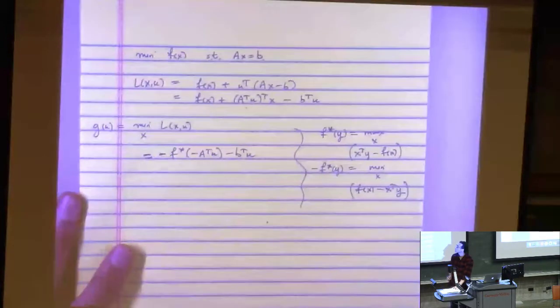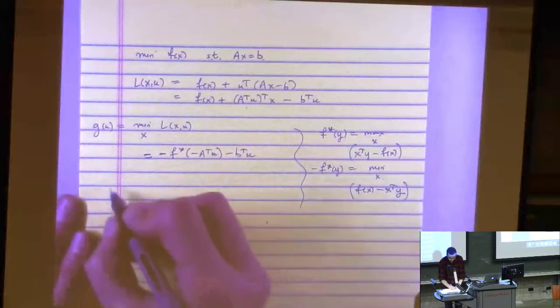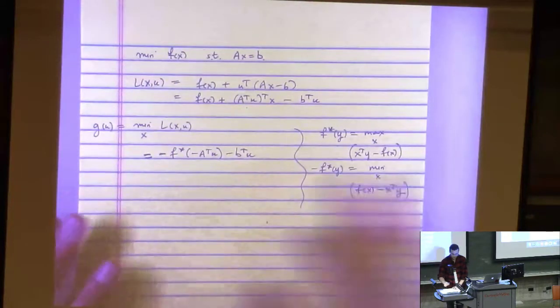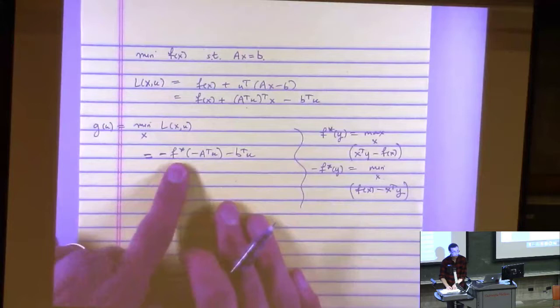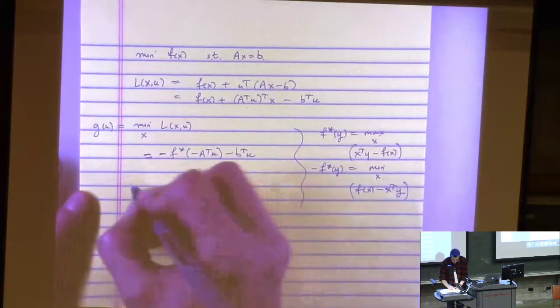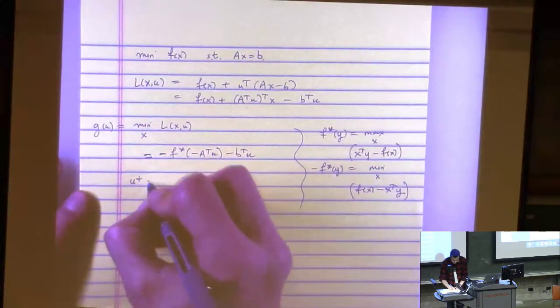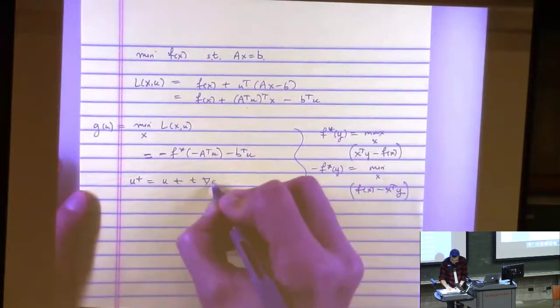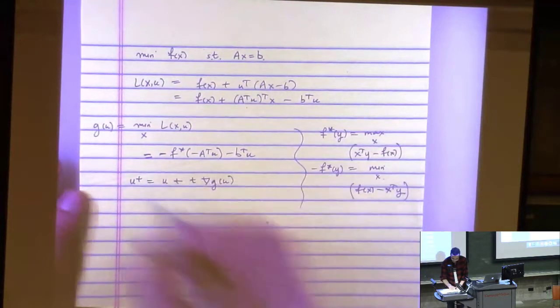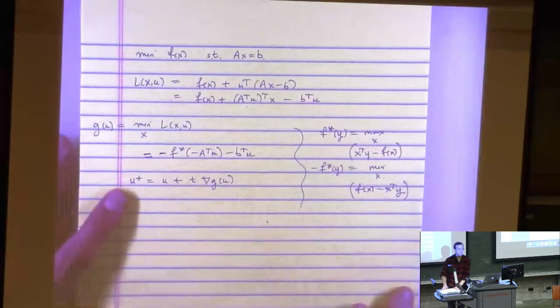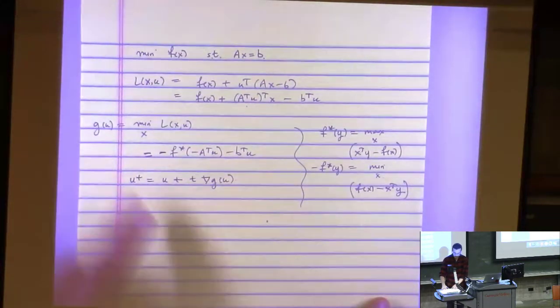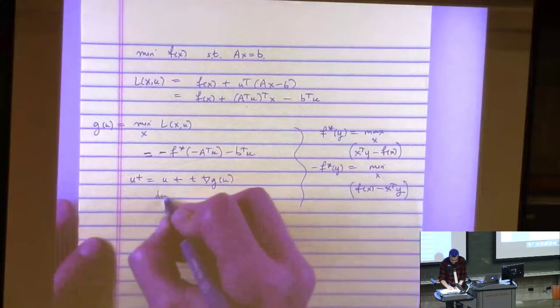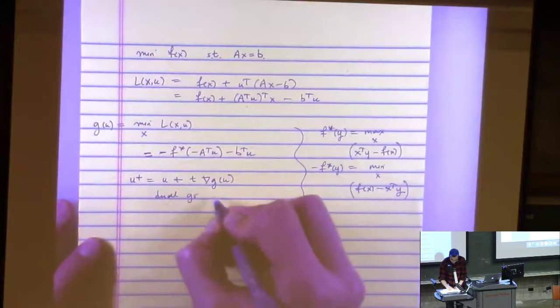That's my dual. And now let's suppose everything's differentiable, f star is differentiable. I want to do something like this: u plus equals u plus t times the gradient of g of u, because I'm operating on the dual. The dual is a maximization problem, the dual is to maximize this. So this would be dual gradient ascent.